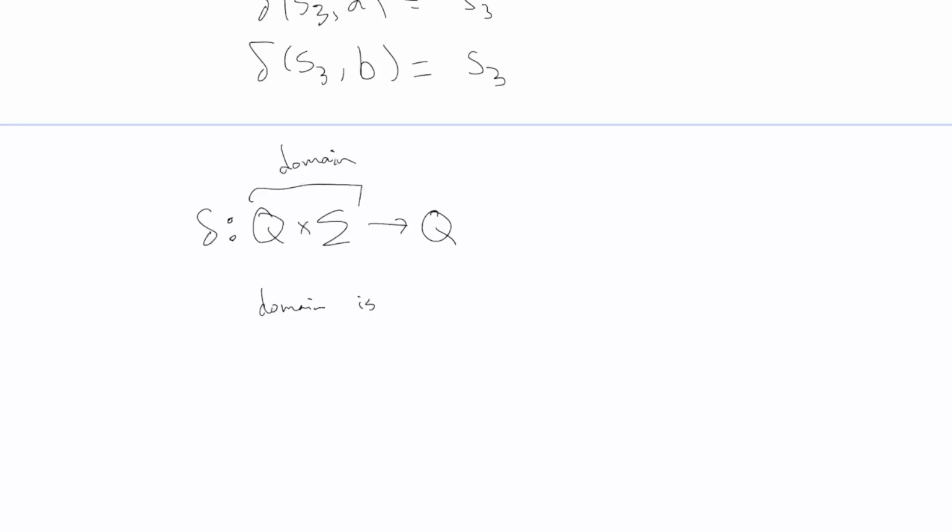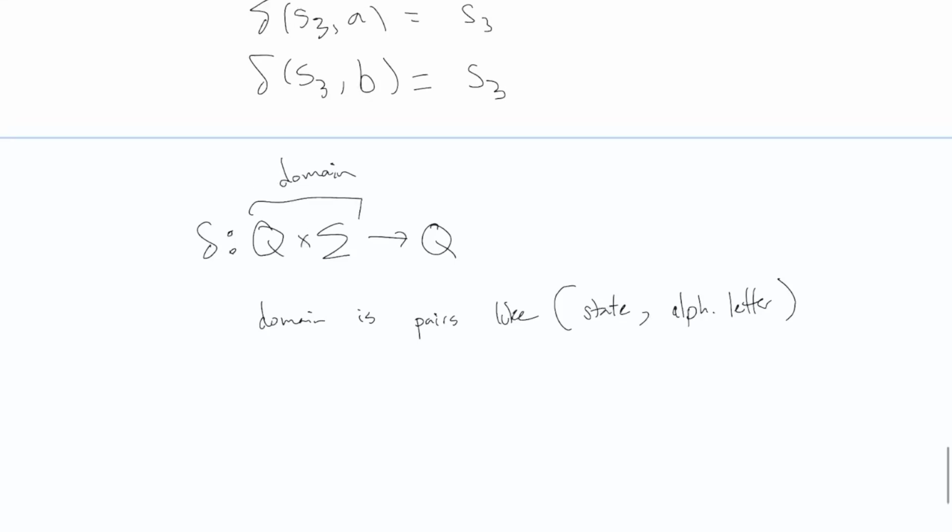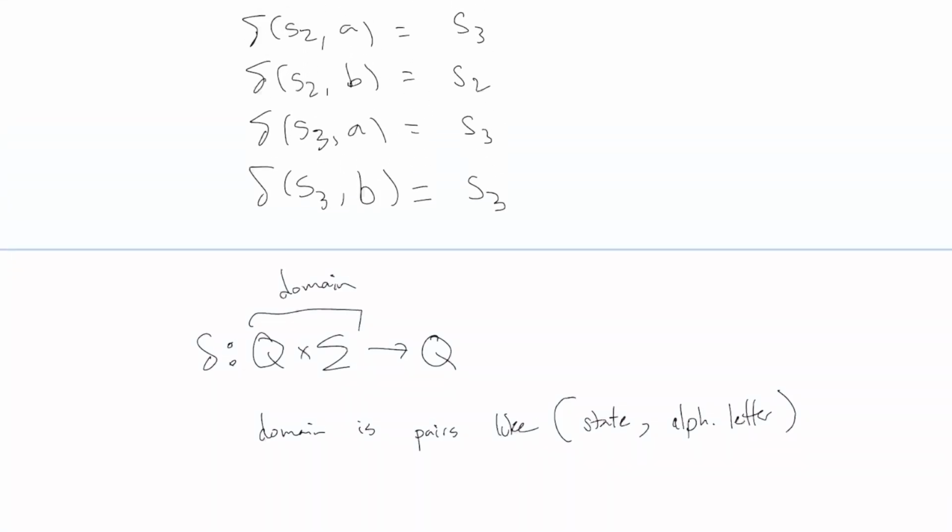Yeah, so when you take the product of 2 sets, the result is the set of all pairs, something comma something, where the first thing is in the first set and the second thing is in the second set. So here, when I wrote this a few minutes ago, what I meant was the domain of this function is pairs like, a state, comma, an alphabet letter, right? That's the domain, and you can see in the example that we did, that is the kind of thing that you plug into the delta, all right?